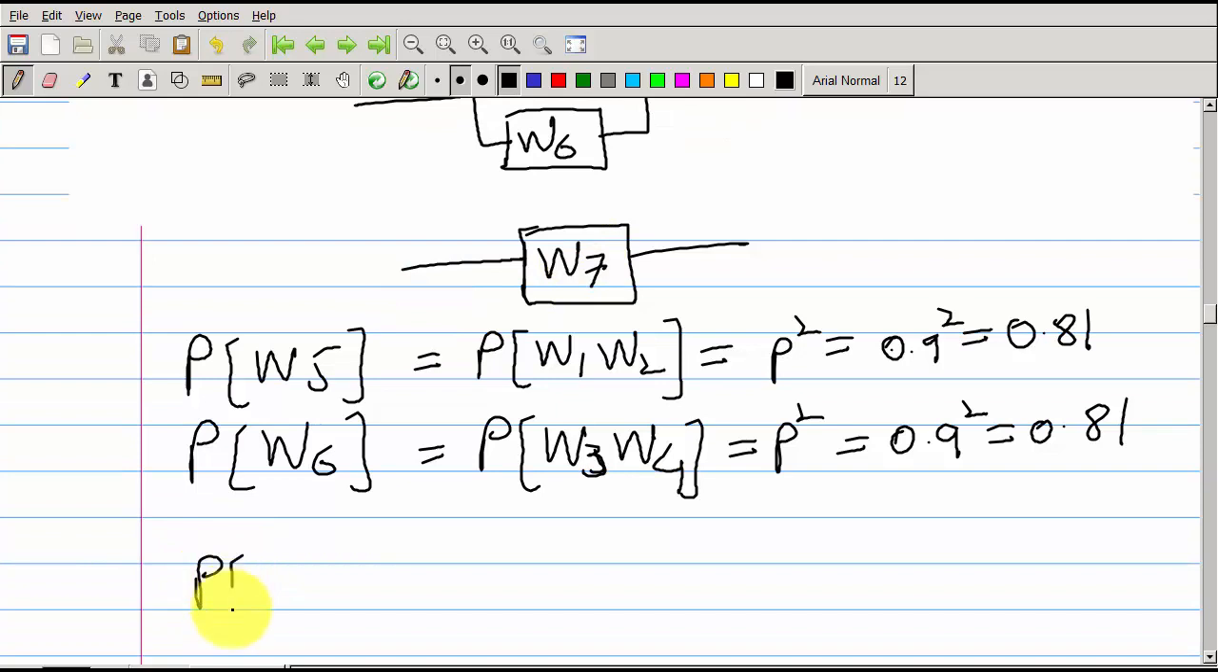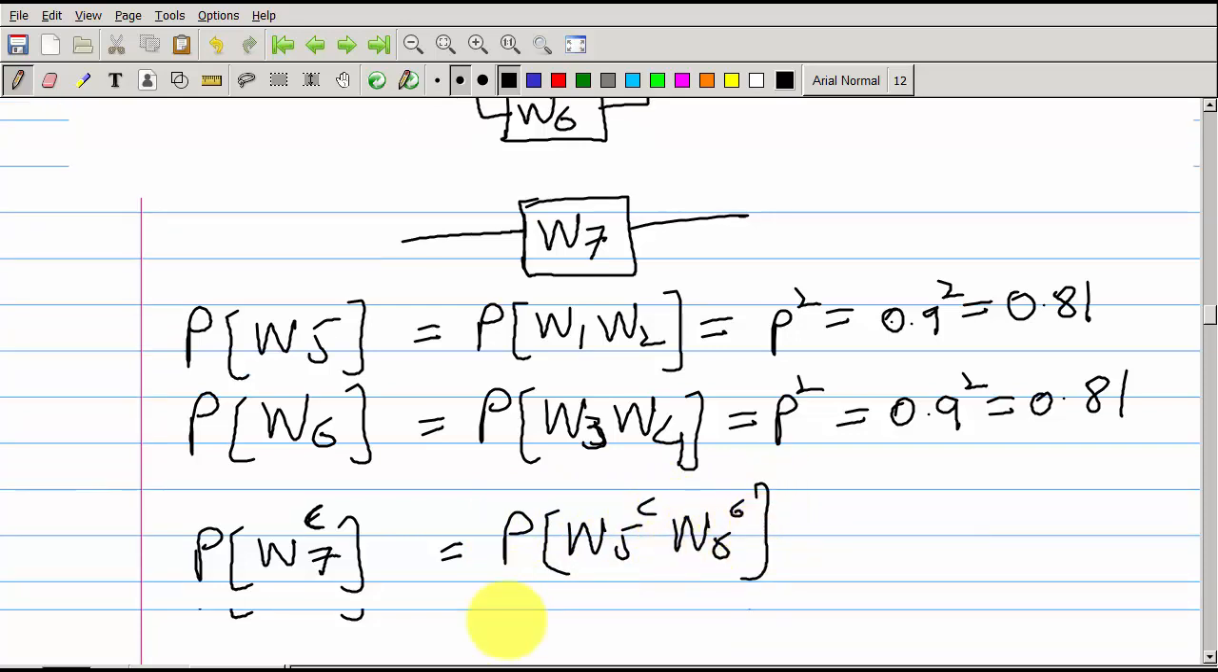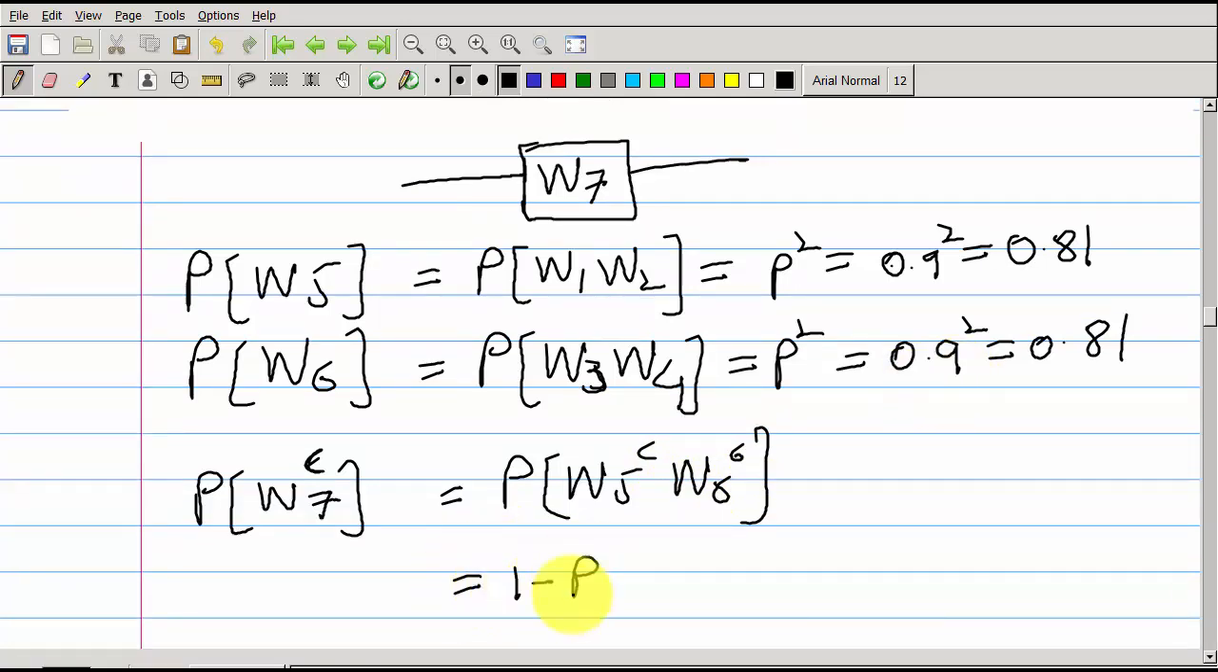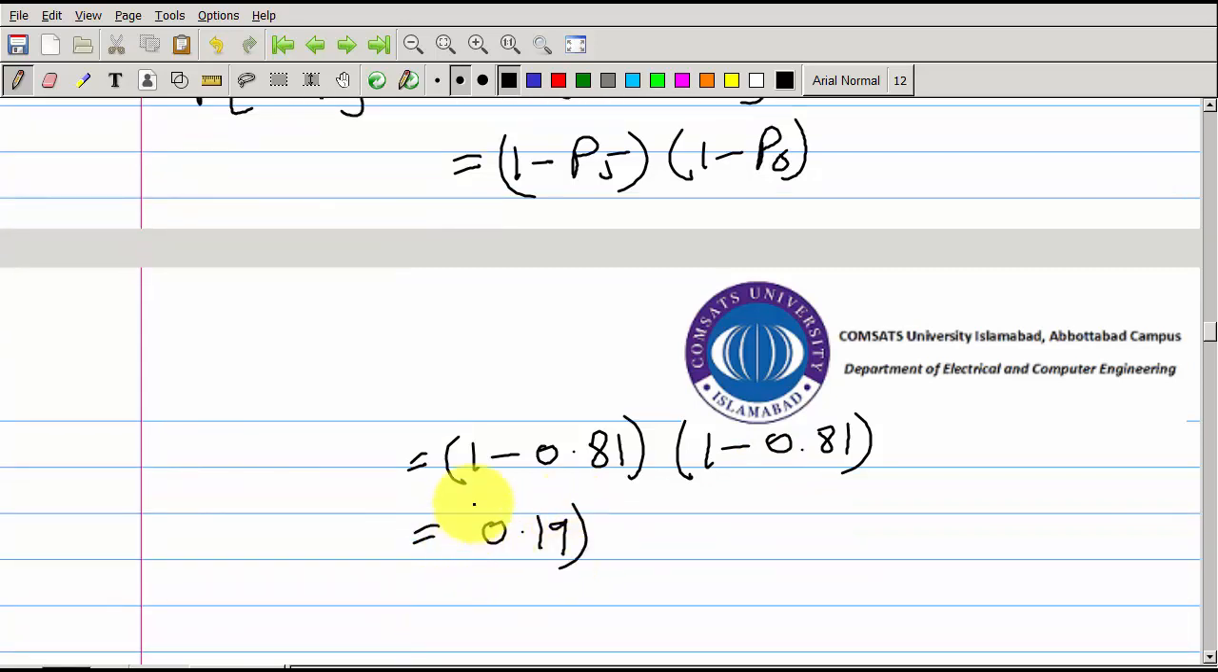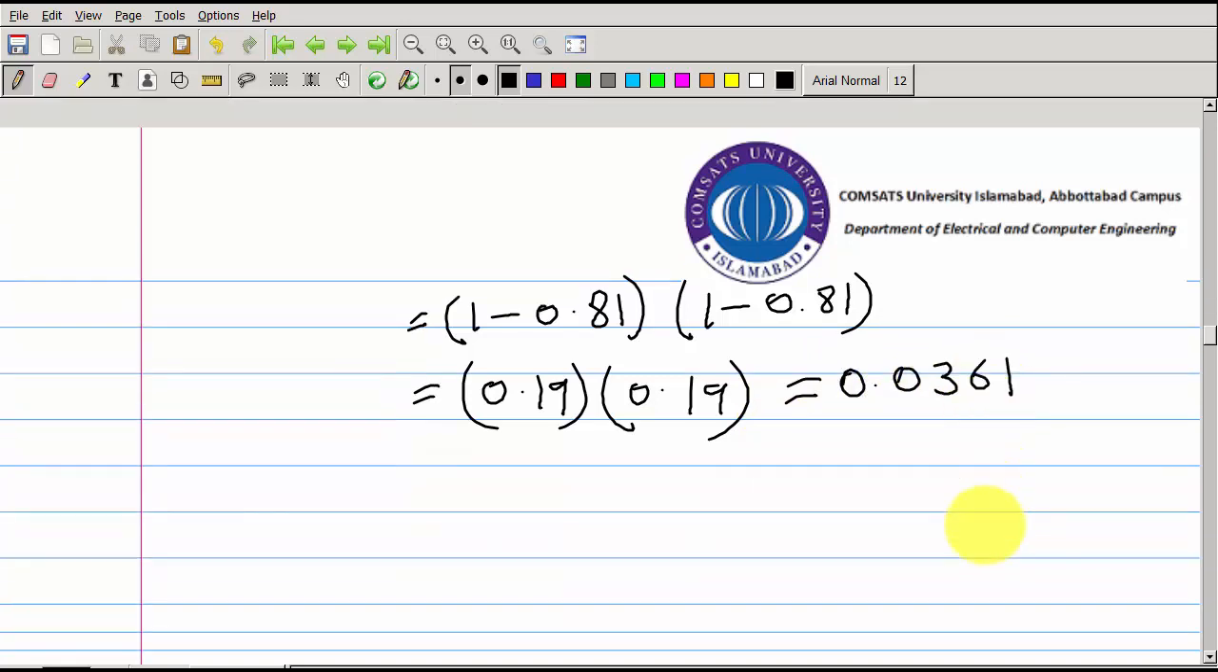So we will get P(W7). So we have to find first its complement. So that will be the probability of W5 complement and W6 complement, and that will be (1 minus P5) times (1 minus P6). So that is 1 minus 0.81, times 1 minus 0.81. So that is 0.19 into 0.19. So this is 0.0361.